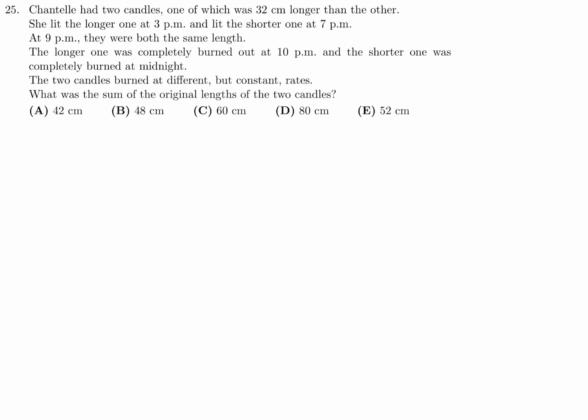Chantal has two candles, one of which was 32 centimeters longer than the other. She lit the longer one at 3 p.m. and lit the shorter one at 7 p.m. At 9 p.m., they were both the same length.